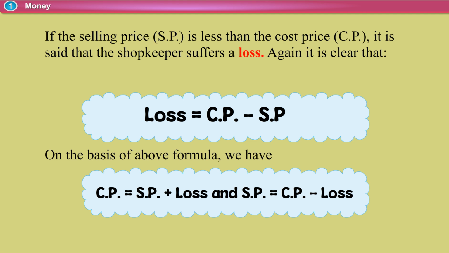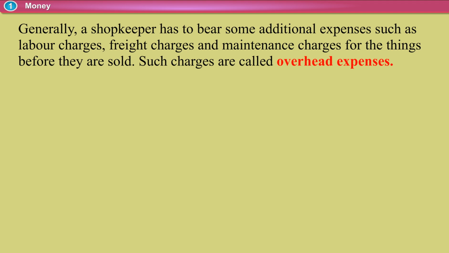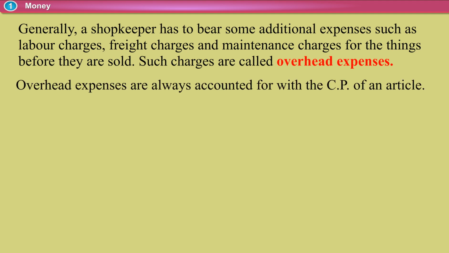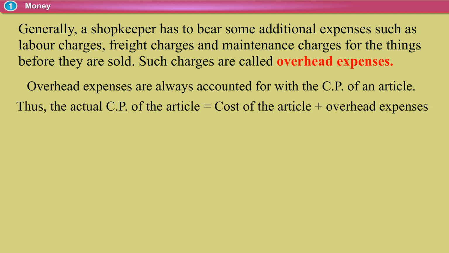Generally, a shopkeeper has to bear some additional expenses such as labor charges, freight charges and maintenance charges for the things before they are sold. Such charges are called overhead expenses. Overhead expenses are always accounted for with the CP of an article. Thus, the actual CP of the article is equal to the cost of the article plus overhead expenses.